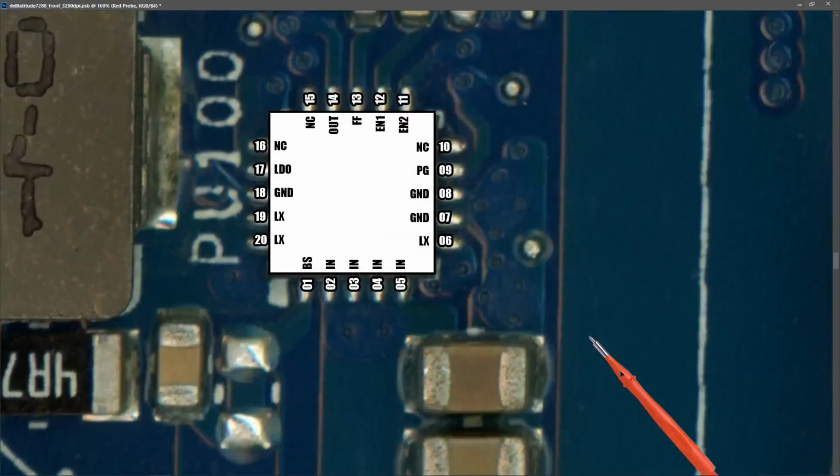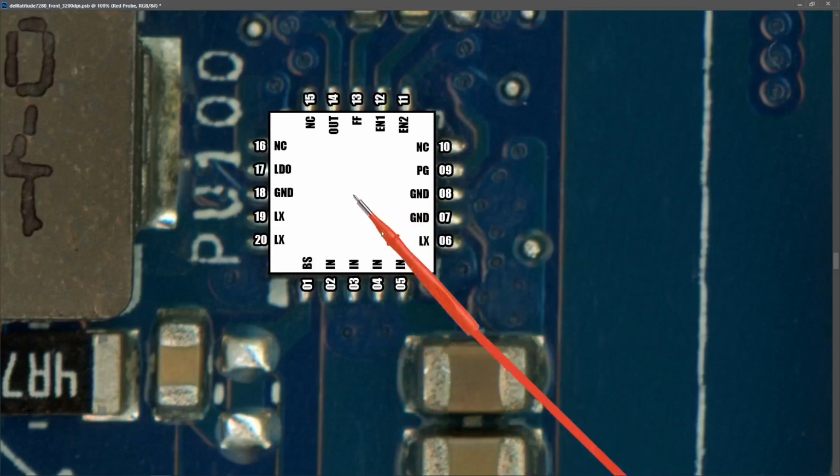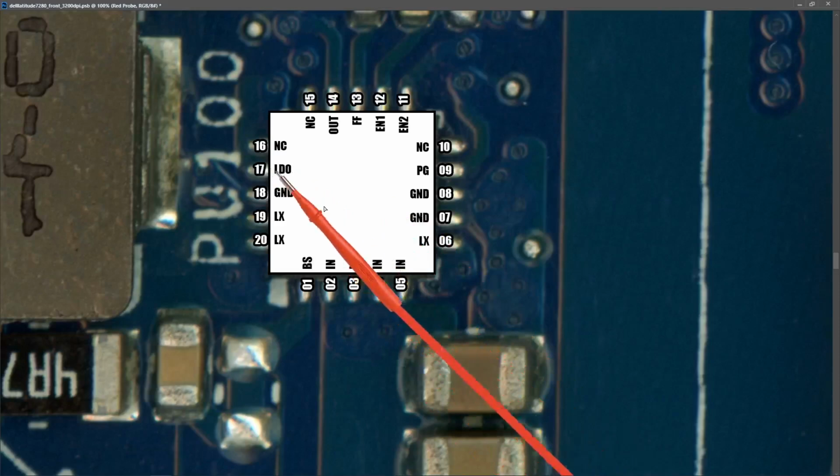So what are we looking for with this IC? Well, we have four input pins here, and we should be measuring an input voltage on this. And once this has an input voltage, it then should be generating an LDO 3.3 on this pin 17 here.